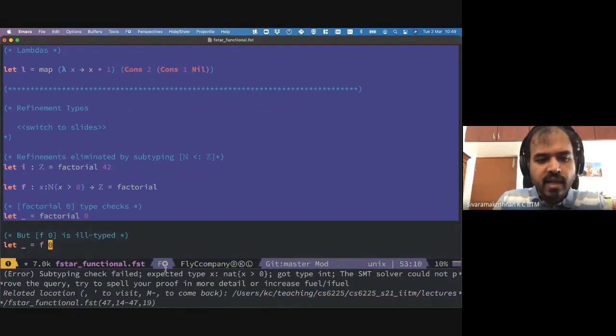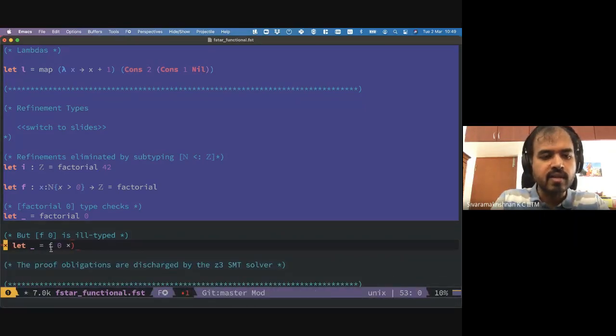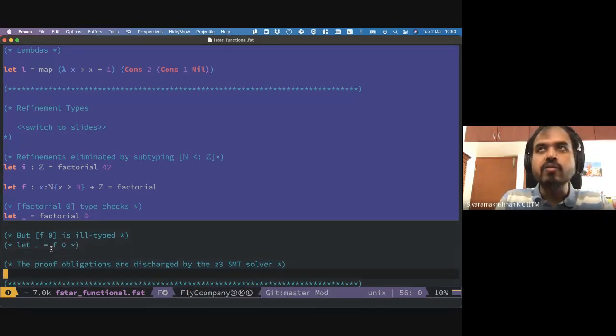So I expected a type which is natural number greater than 0, but you gave me a 0. I got a type int, and all it's saying is that it is giving the inferred type here, but the way you should read it is that the constraint on the input is that it has to be greater than 0, but you gave me a 0, which doesn't satisfy the constraint. So I'm not going to make this go through. Right? So F star is able to do this statically. Okay, so that was that one.